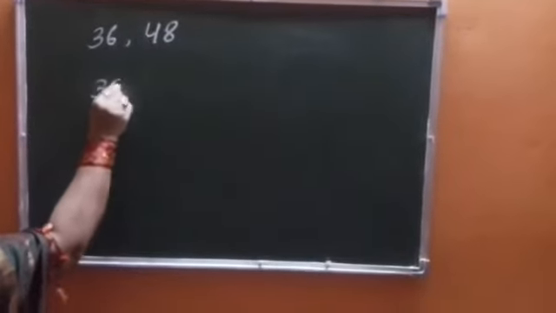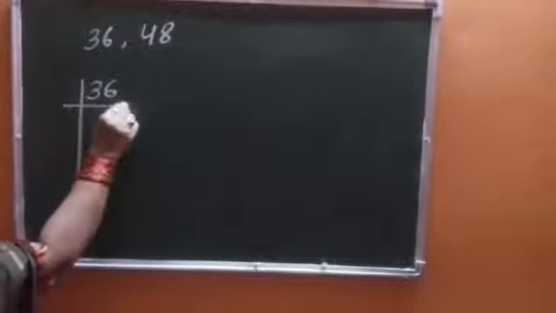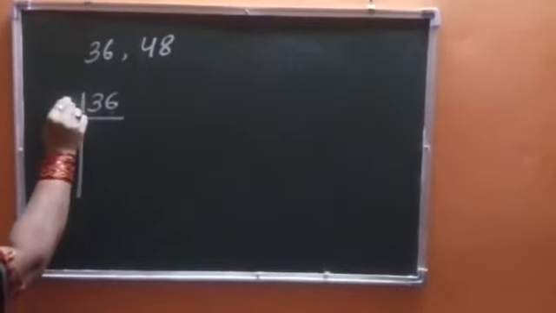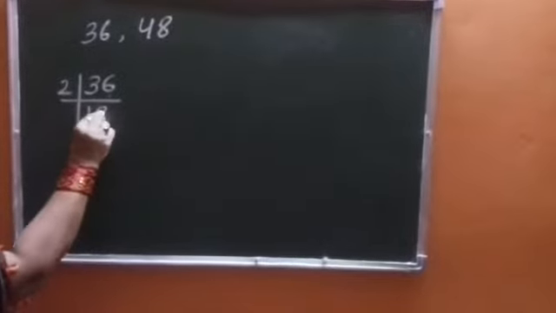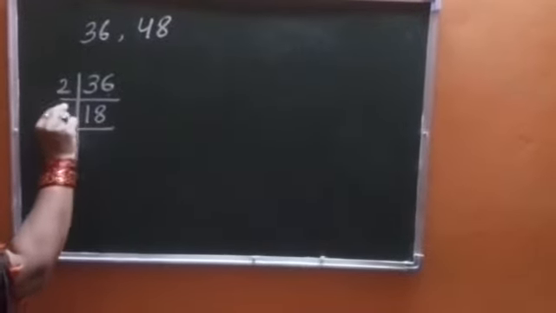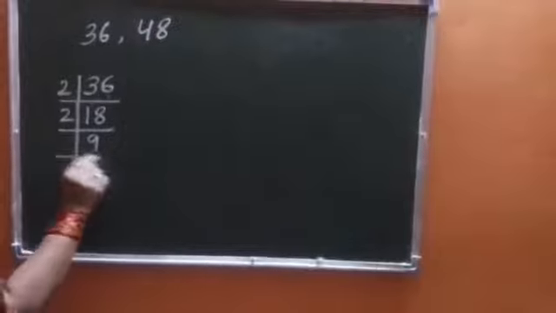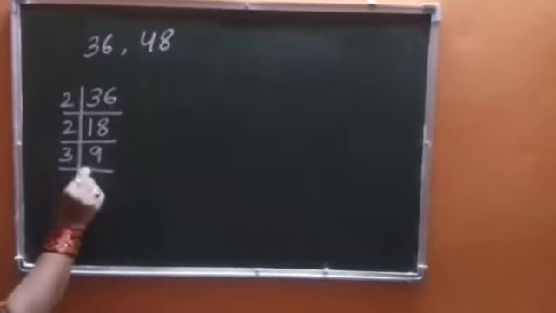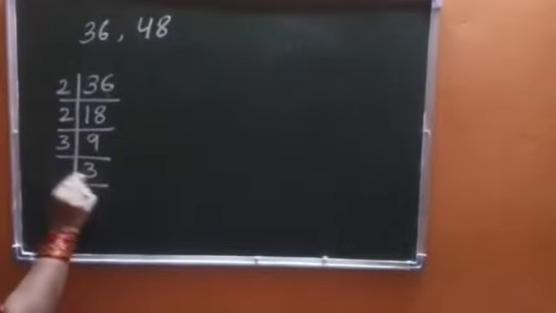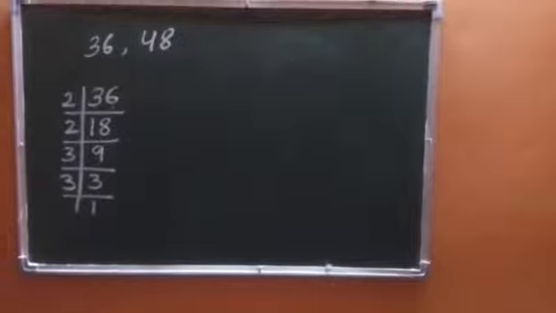Now we will do the prime factorization of 36. This is an even number, so obviously it will be divisible by 2. 2 eighteens are 36. Then 2 nines are 18. Now 9 is no more divisible by 2, so we will go to 3. 3 threes are 9, and 3 ones are 3. So these are the prime factors of 36.